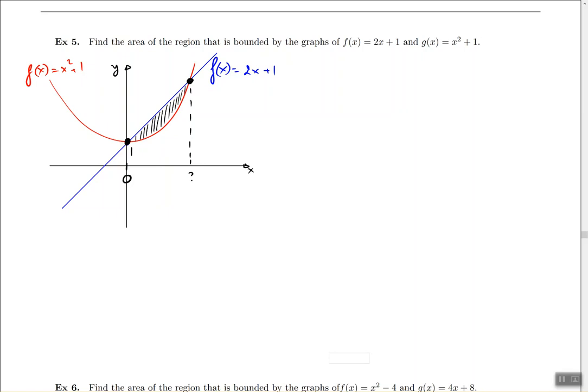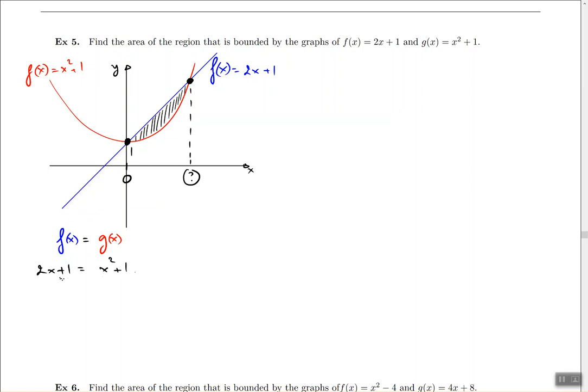So our first job is to find where the graph ends. We need to know what that number is. In order to do that, it's very straightforward. We just make the function f of x equal the function g of x. We just investigate what makes them equal. In other terms, what makes the equation 2x plus 1 become equal to the equation x squared plus 1?